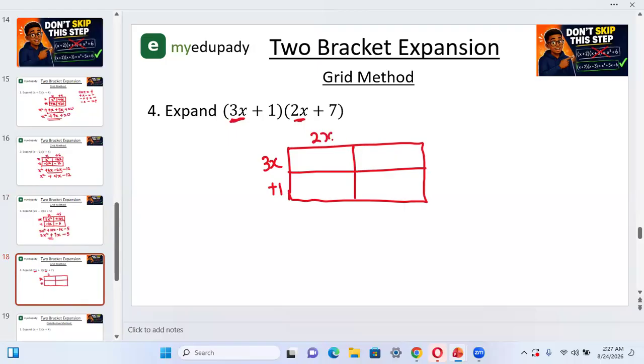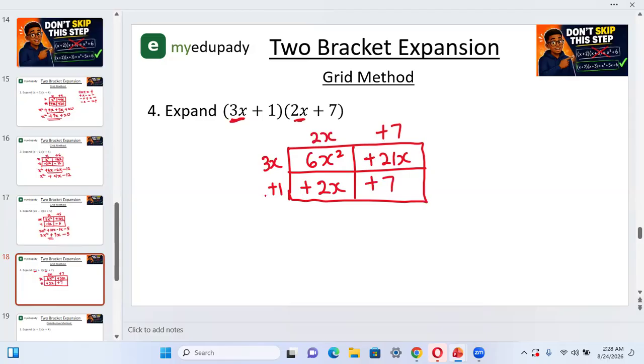This is 2x plus 7. So 3x times 2x, 3 times 2 is 6, and x times x is x squared. So 3x times plus 7 will give us plus 3 times 7 is 21, so that is 21x. Plus 1 times 2x gives us plus 1 times 2, of course, is 2, so that is 2x. Then plus times plus is a plus, and 1 times 7 is 7.